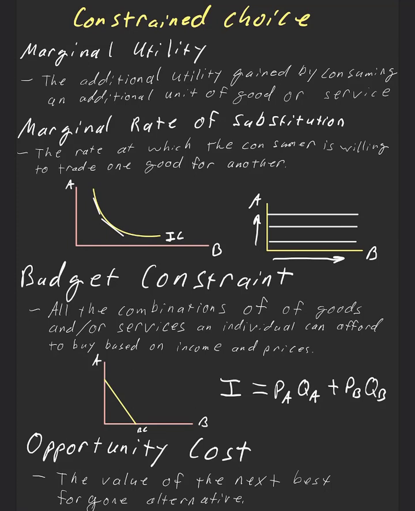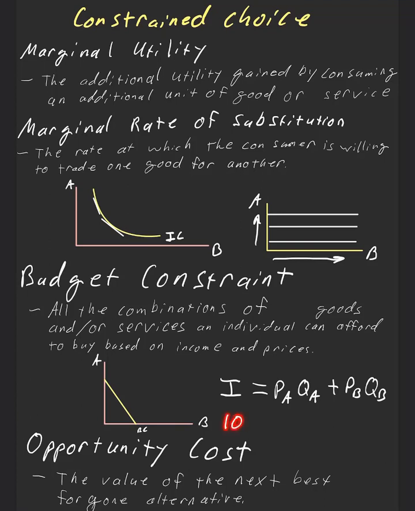So, relatively straightforward. The other half of constrained choice is the budget constraint. This is all the combinations of goods and services an individual can afford to buy based on their income and prices. Don't let the math concern you here. I'm just saying your income is equal to the price of good A times the number of A that you buy plus the price of good B times the number of bananas that you buy.